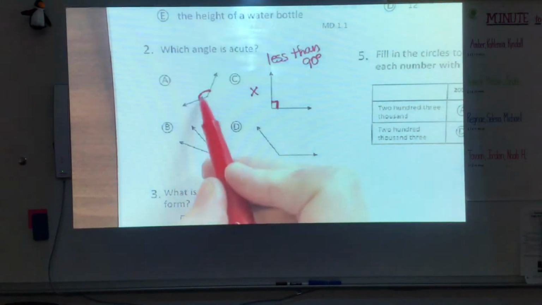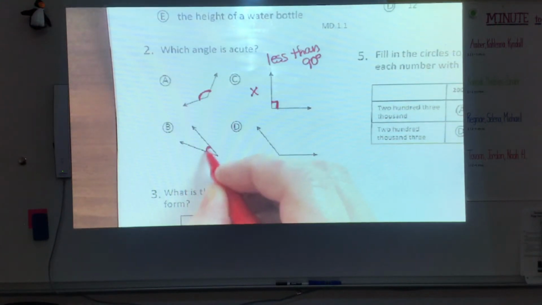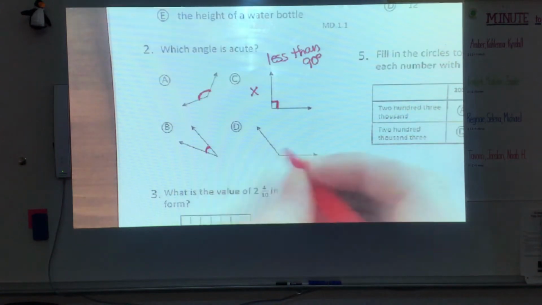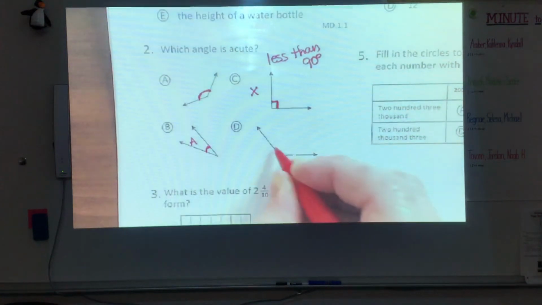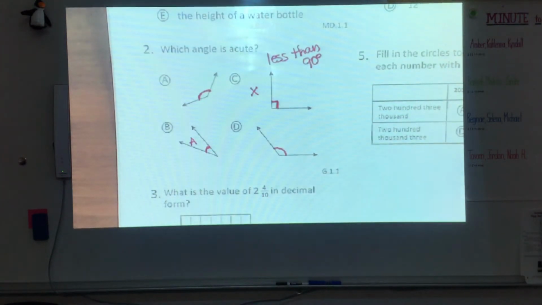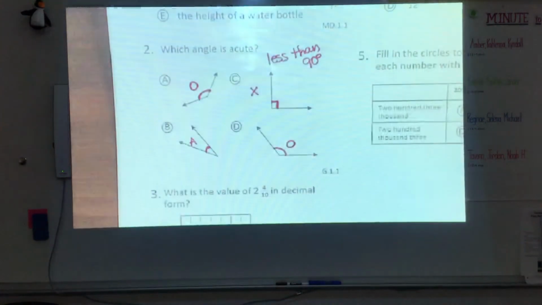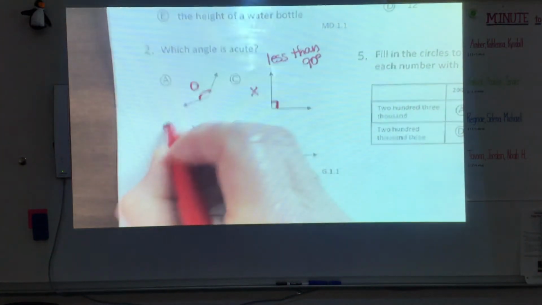So is this less or greater? Oh, that's greater. Okay, what about this? That's definitely smaller than an L. That's definitely acute. And then what about this? I think that's bigger than a 90. The one above it is a 90 degree, and if it's bigger, you said it's obtuse. That's right. So that's obtuse. We have a right. So the only answer is B.